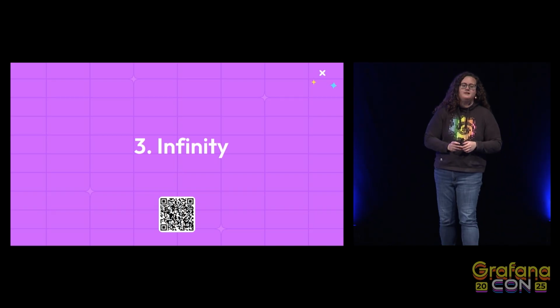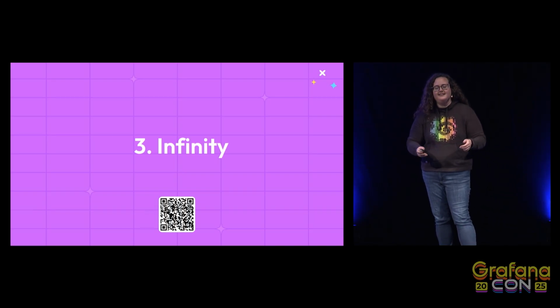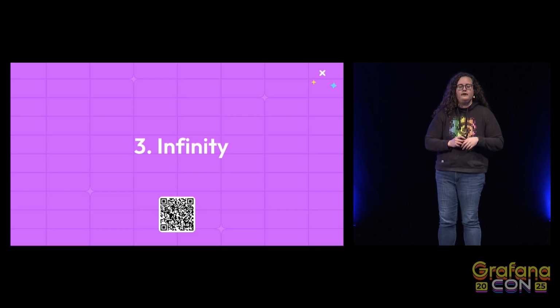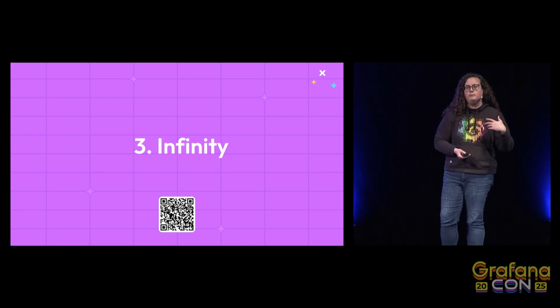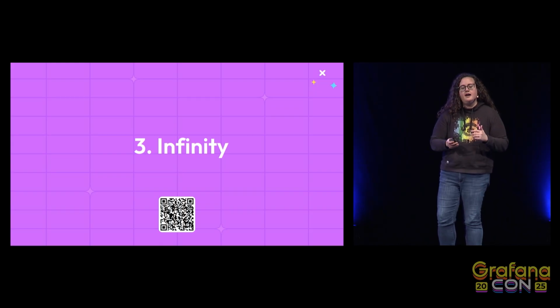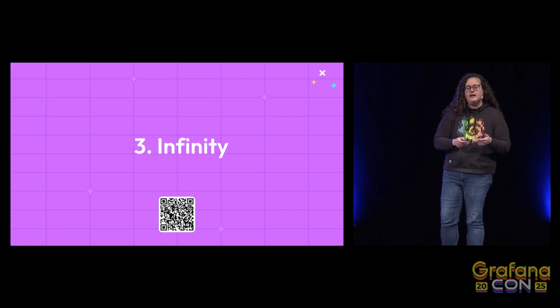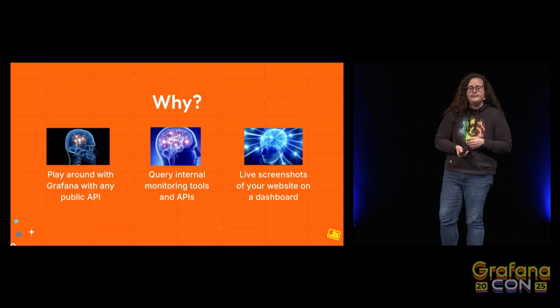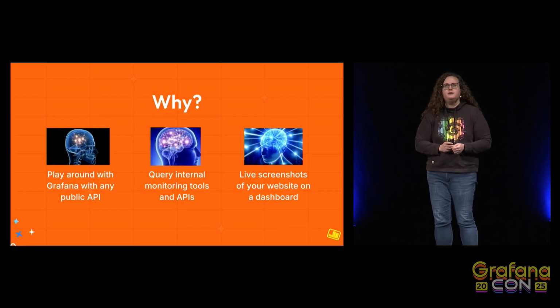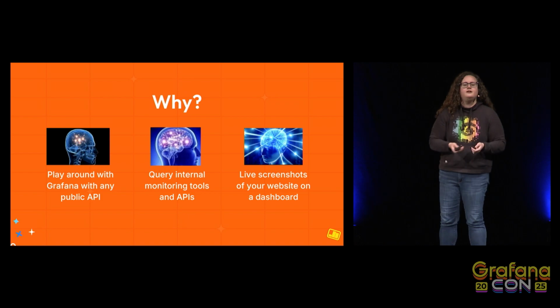OK, last but definitely not least, the Infinity plugin. The Infinity plugin lets you query all kinds of APIs on the web in almost any format. It requires a little bit of configuration on our end to inform the plugin on the shape of our data, and then in exchange, it lets us connect to almost anything on the web. So what could you do with the Infinity plugin? More like, what can't you do with the Infinity plugin?